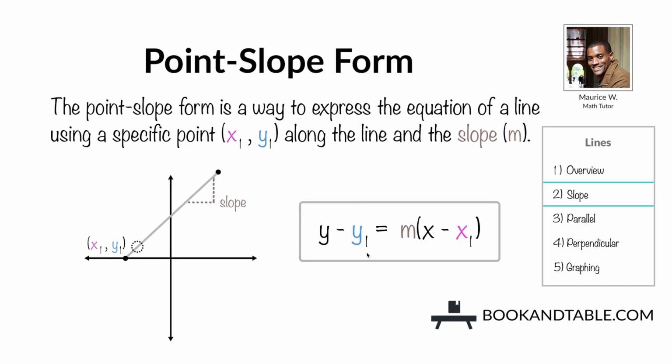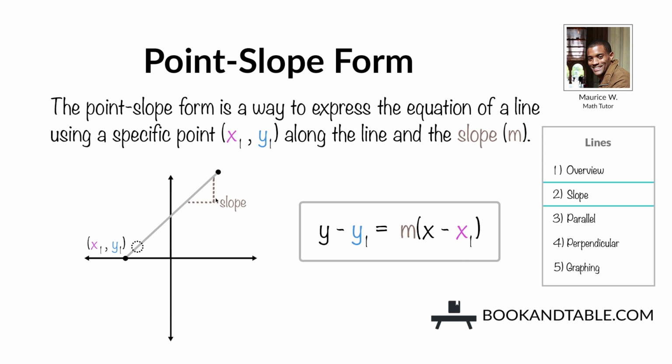Now there are other ways to express the equation of a line. Point-slope form is another way to do so. The point-slope form is a way to express the equation of a line using a specific point along the line and the slope, m. So the point-slope form is y minus y1, the y-coordinate of that specific point, is equal to m, our slope, times x minus x1, x1 being the x-coordinate of the point.